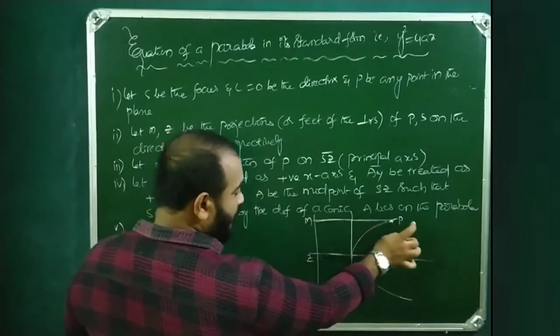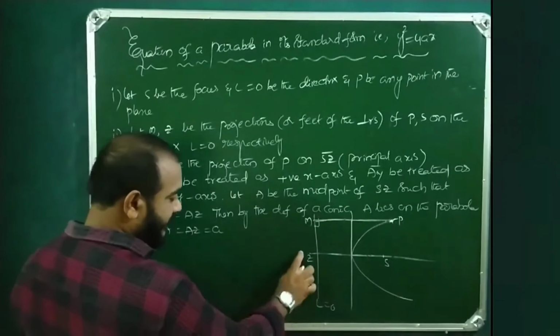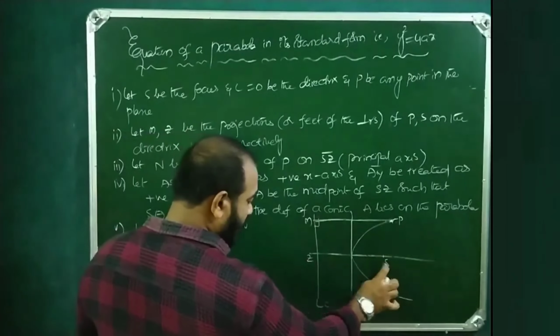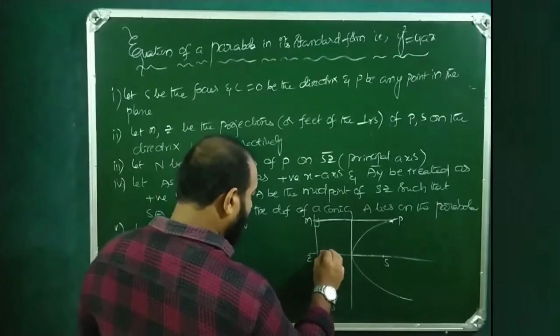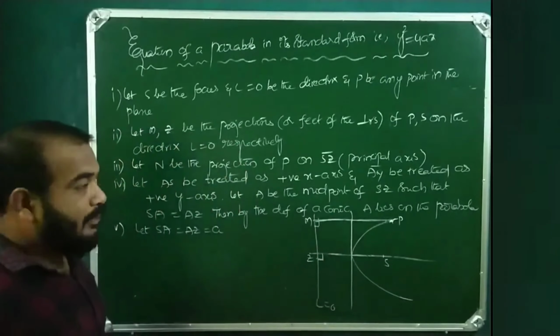This N is the projection of P on L equals to 0. Similarly, this Z is the projection of S on L equals to 0, or we can say the feet of the perpendiculars also. Next, let N be the projection of P on SZ. So, I'll take this point N. This N is the projection of P.